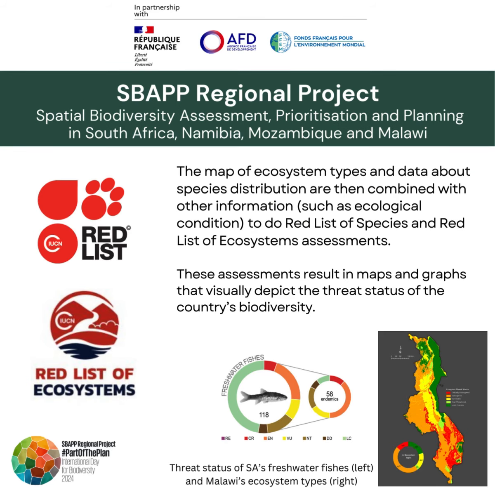Maps and distribution data are then combined with other information, such as ecological condition, to do red list of ecosystems and red list of species assessments. These assessments result in maps and graphs that visually depict the threat status of a country's biodiversity.